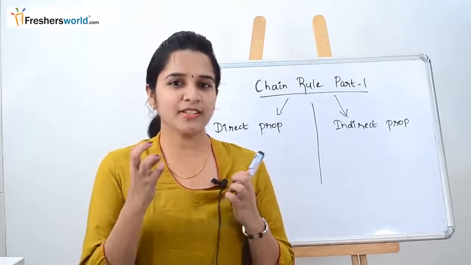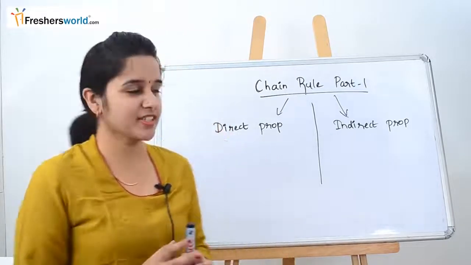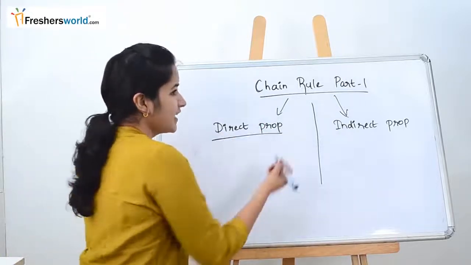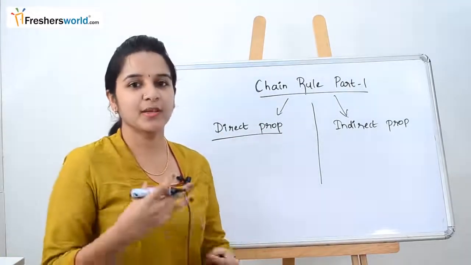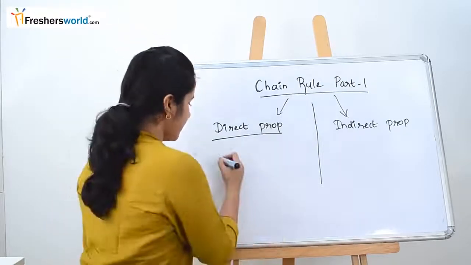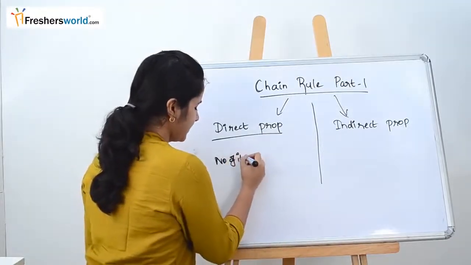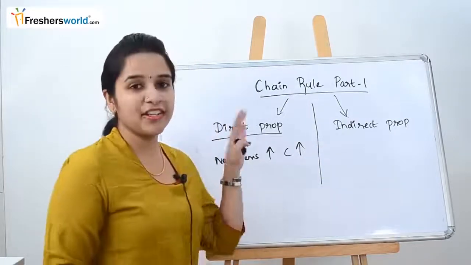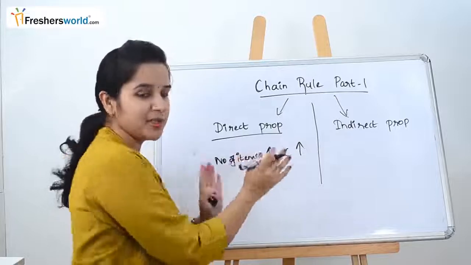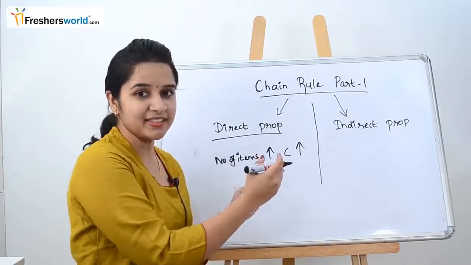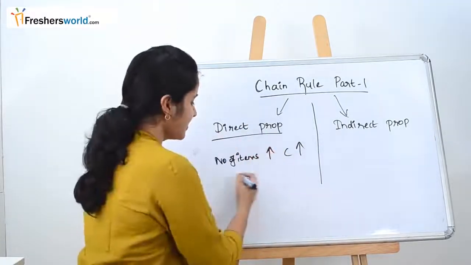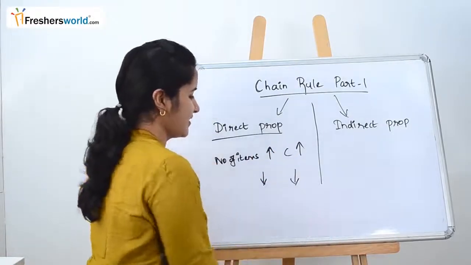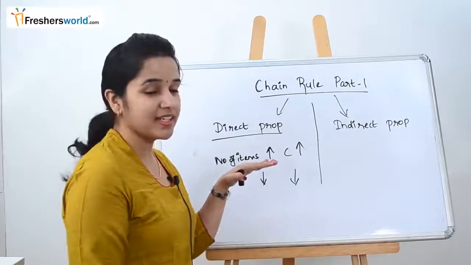So in the concept of chain rule, two concepts are very important, which is nothing but direct proportion and indirect proportion. So what is direct proportion? Let's say you're going to a shop, you're going to get a lot of items. If the number of items increases, obviously your cost is going to increase. So that is what direct proportion is. One increases, another thing also increases. Let's say the number of items decreases, then the cost that you're going to pay also decreases. So it is applicable for both increase and decrease here.